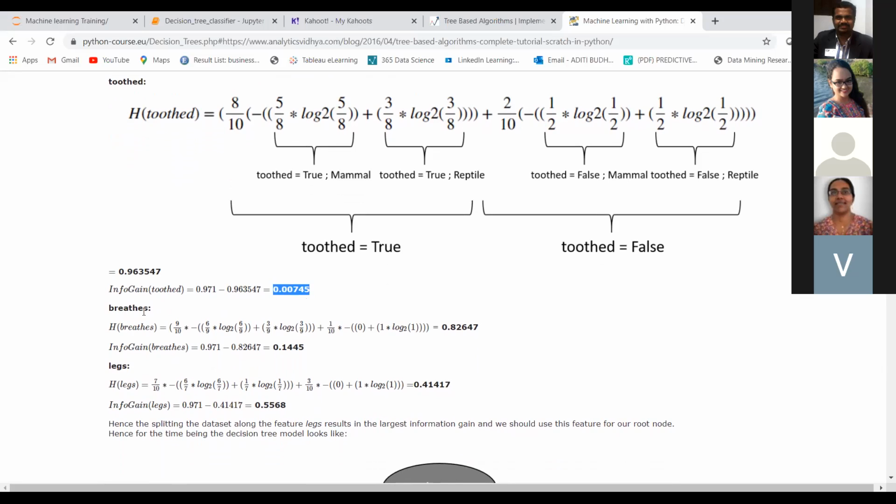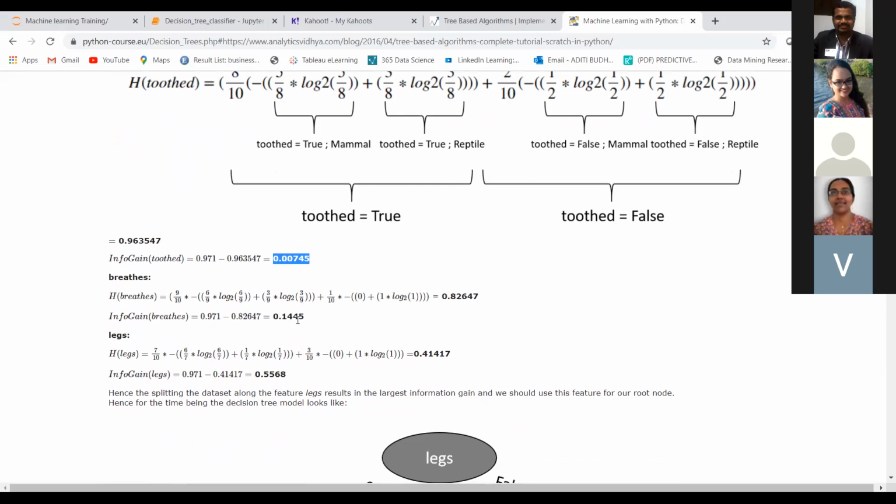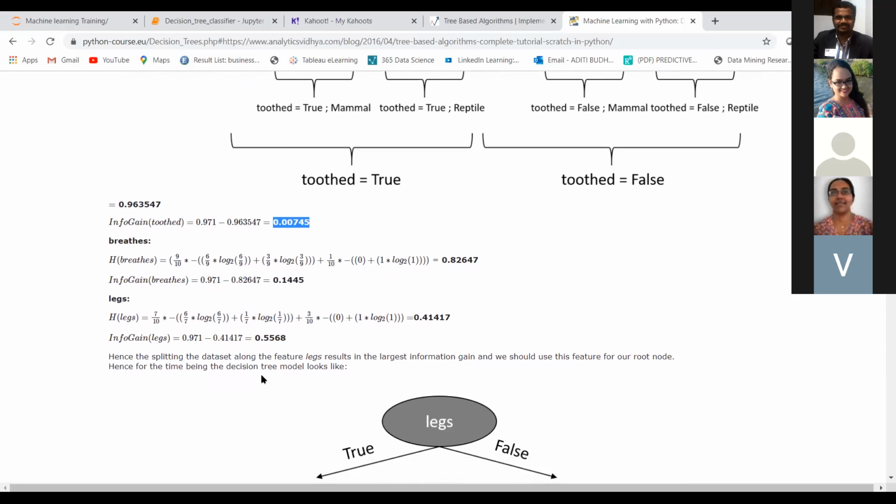Now, in a similar way, our model will estimate the information gain for all the features. So have a look over here. We have this breaths feature also and legs feature also, and our model is estimating the information gain for all of these features. And for whichever feature the information gain is the highest, it will be selected for splitting. Now just compare these values and you will see that the information gain for the legs feature is the highest, 0.55 we are getting.